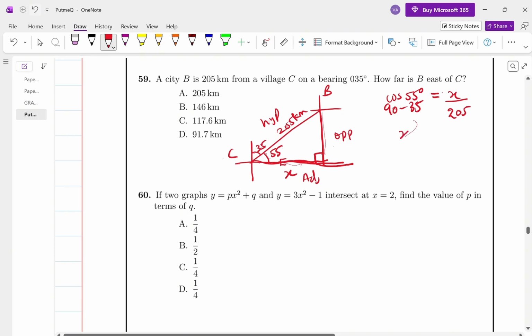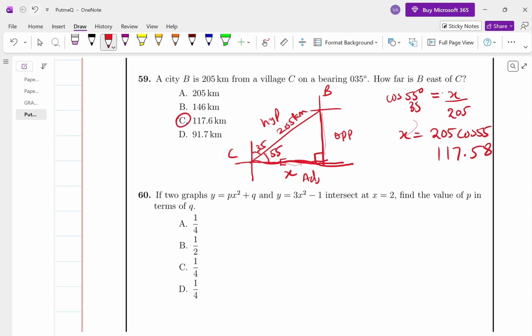So to get X will become 205 cosine of 55. So let me pick up a calculator for that. 205 cos 55. Okay, so that's 117.58. Okay, so that's approximately 117.6. So that's what we're going to be getting.